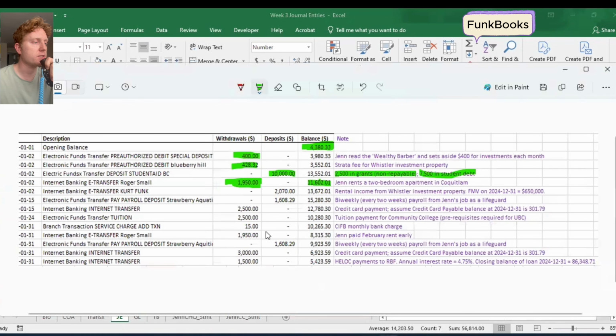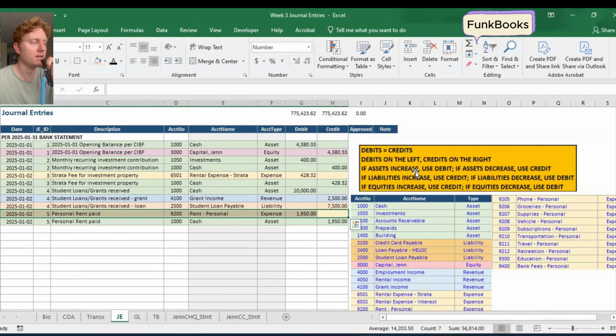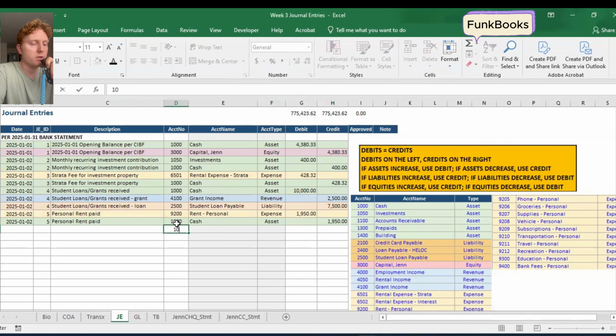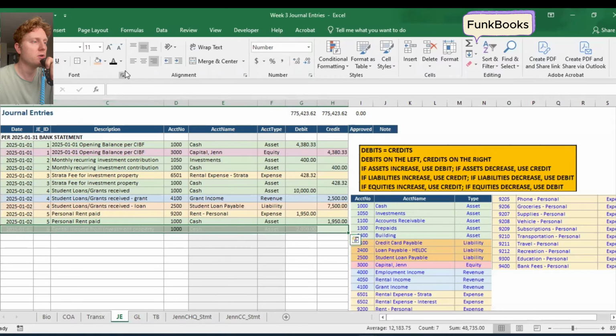So what's next? Okay, we have the rental income, right? So cash, we are getting cash, right? If we are getting cash, cash is increasing. An asset increasing should be a debit. So let's put 1,000 on the first line here, and we're going to debit cash for 2,070. And the other component of this is, do you have to pay this rent back to somebody?